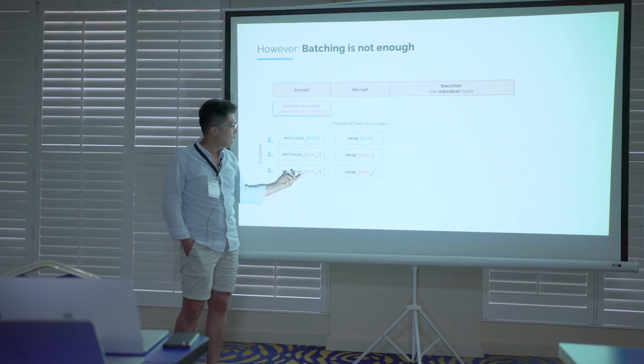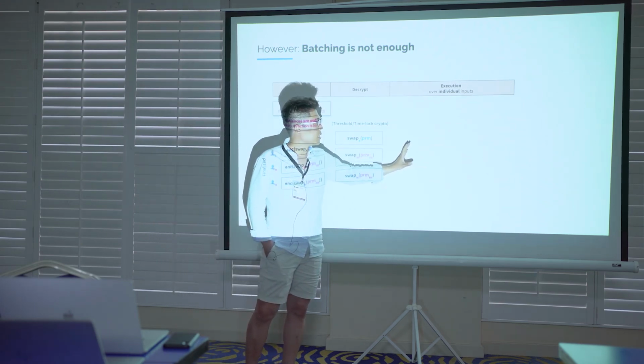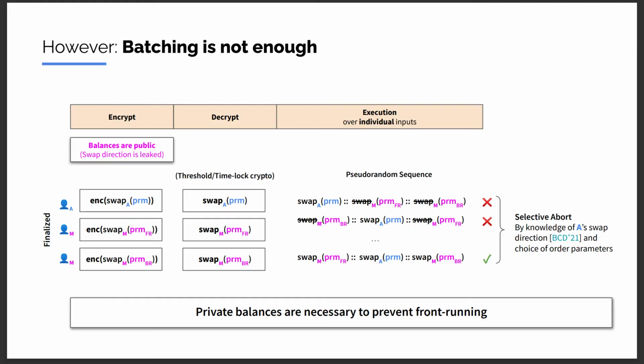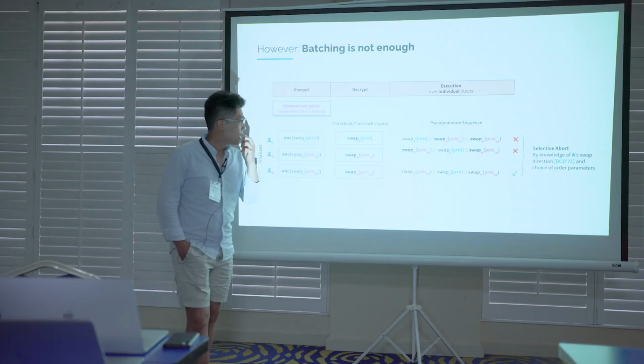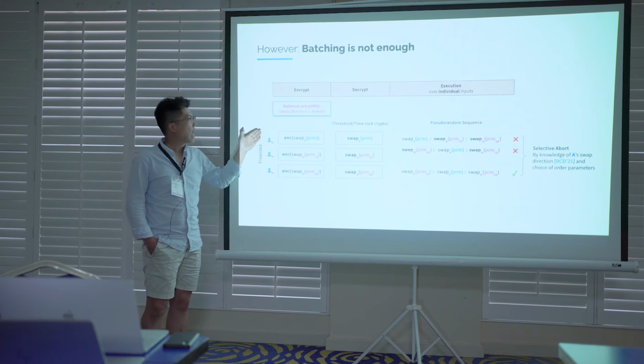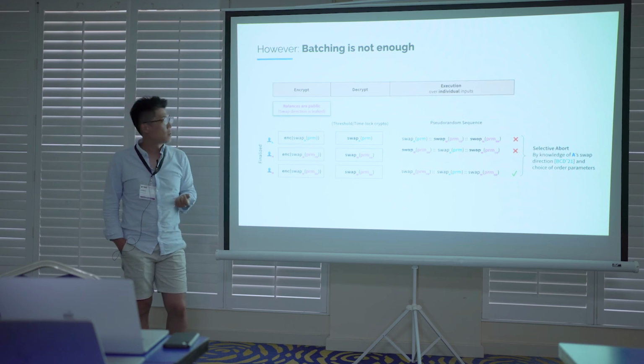It is possible for the adversary to pick the parameters of the swaps such that if the ordering outcome is not successful, these actions are not enabled in the sequence and don't execute. So the only sequence that is valid is the one where the sandwich ordering actually succeeds. And this is possible because the adversary knows the swap direction of A. Let's say A only has one single token type, then it's obvious what swap direction is being performed.